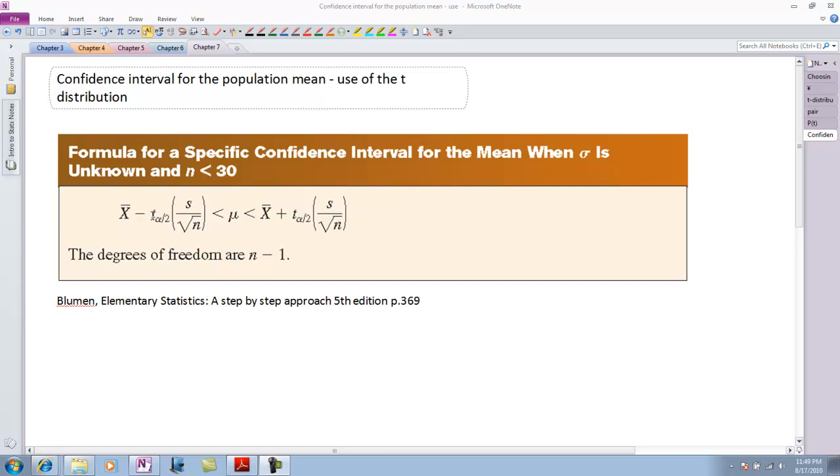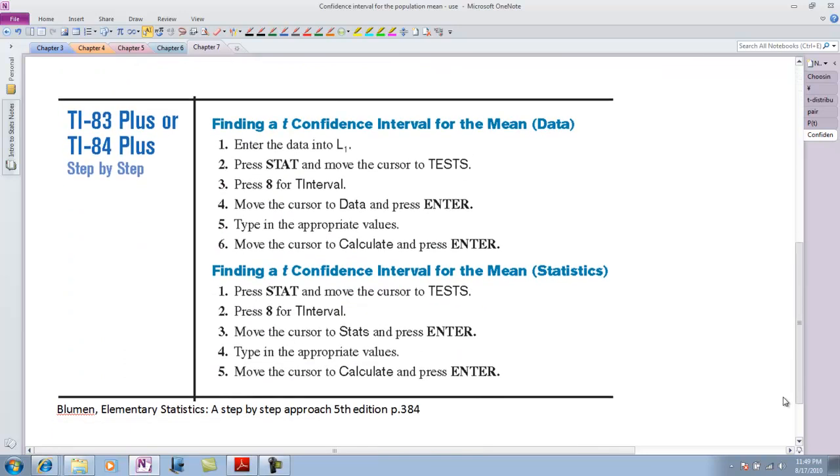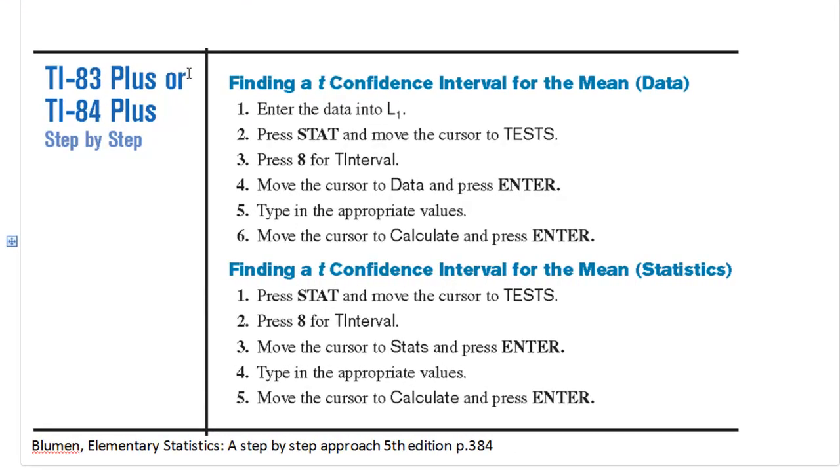If you have a TI 84 or 83, you can reference on page 384 a set of directions. Really quickly, just let me explain these. To find a t confidence interval on your TI 83 or TI 84 calculator, you have to decide, are you using data or are you using stats? The difference is, with data, you would have a list of data. You wouldn't actually know what the sample mean is going into the problem. You wouldn't know what the sample standard deviation is going into the problem. And so what you would do is type in the data into a list, and then you would proceed from there, and that's this one.